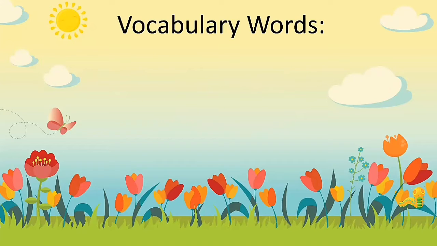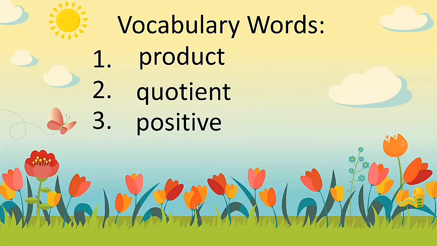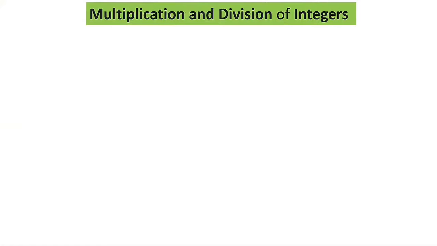Let's have first the vocabulary words. First is product. Second, quotient. Third, positive. Fourth is negative. Okay, so now class, let's proceed to the rules in multiplication and division of integers.